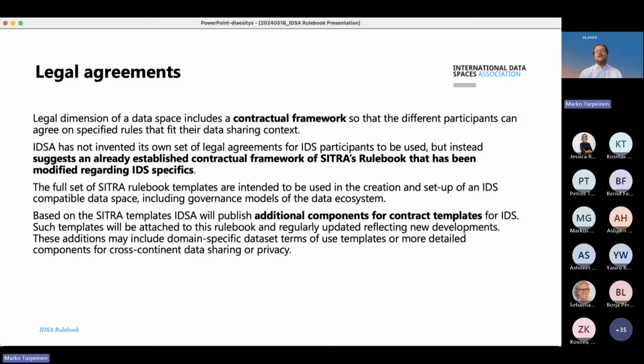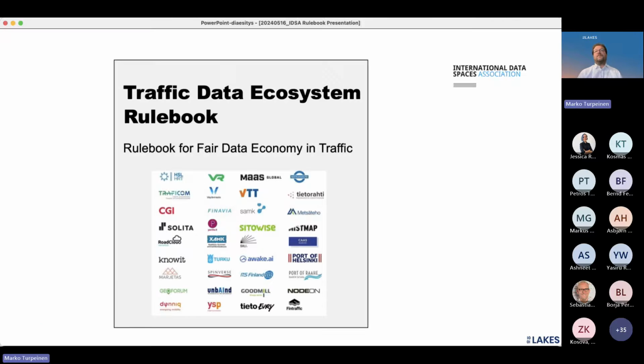And then there is the legal agreement side. I won't go into the details because I already mentioned the CITRA rulebook, which has been used as guidance on the IDSA side as well, on the contractual models that could be used by any data space when it is being set up.